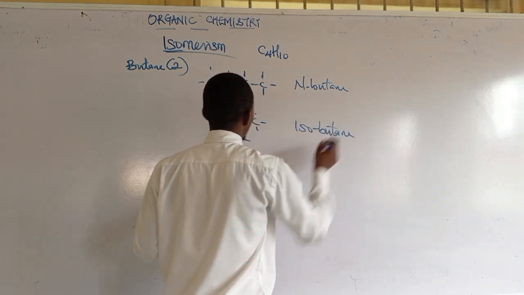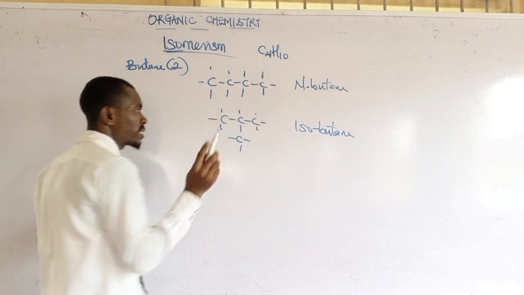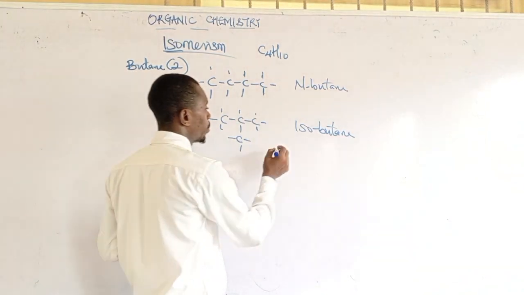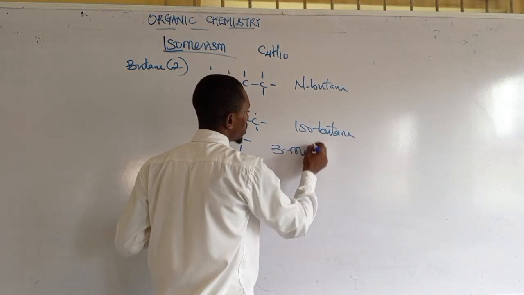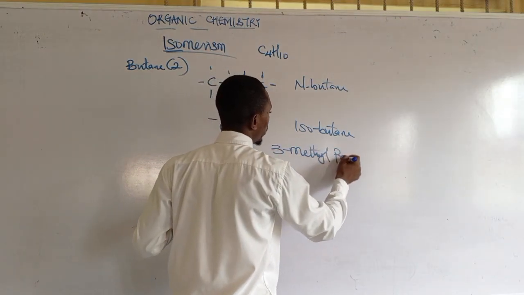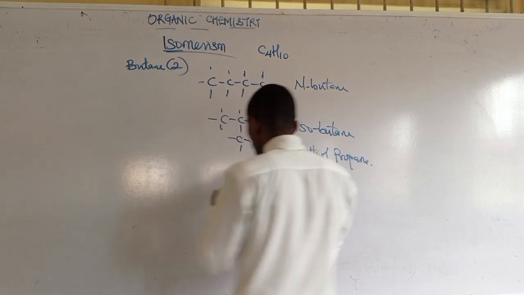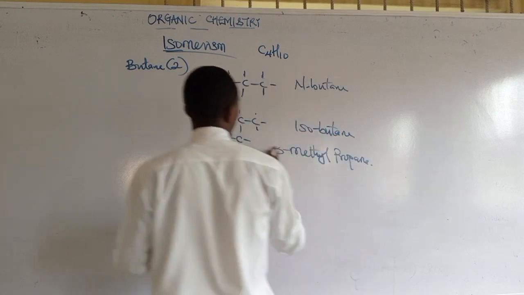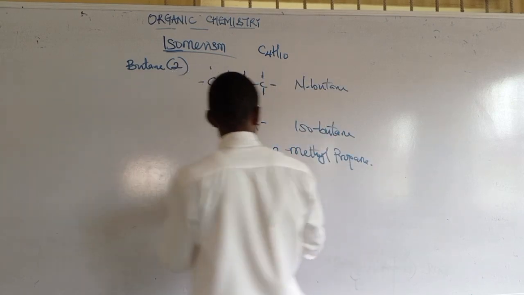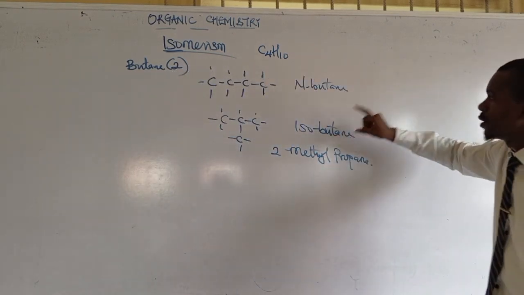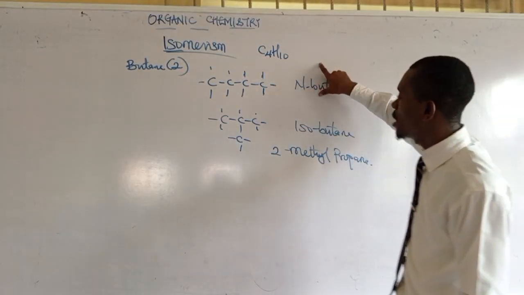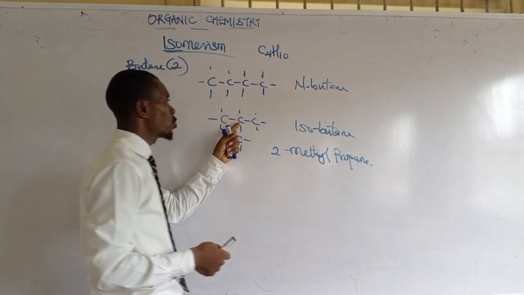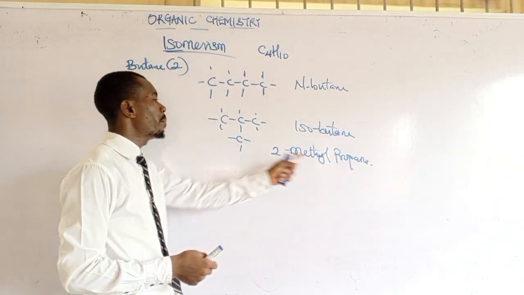Isobutane. Later on I will teach you how to name compounds. So let me just say, this is called 3-methylpropane, rather 2-methylpropane. The same thing as isobutane, meaning that it's an isomer of butane. How do you have 2-methyl? You count 1, 2, 3. At carbon 2, we have a methyl group, so 2-methylpropane.